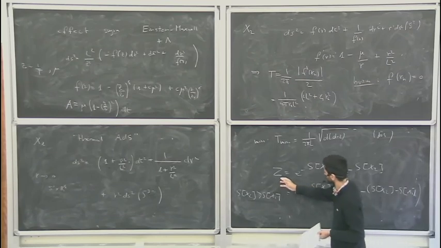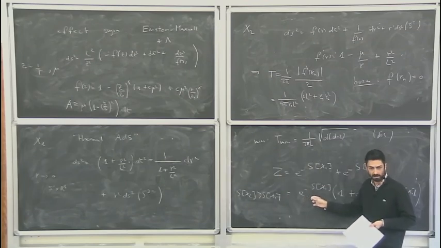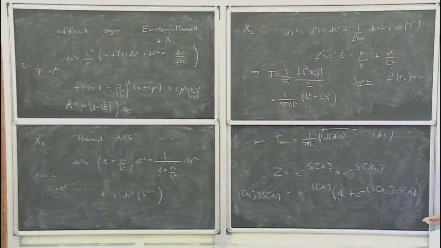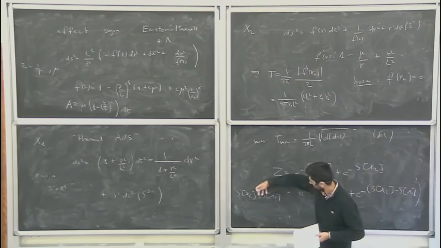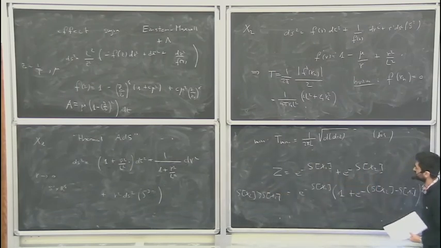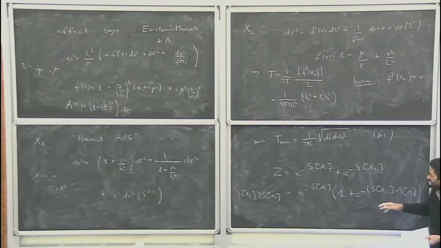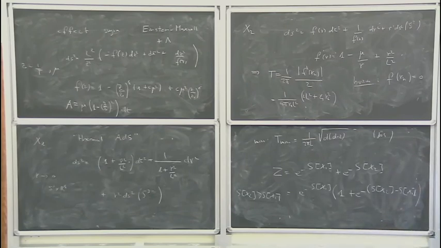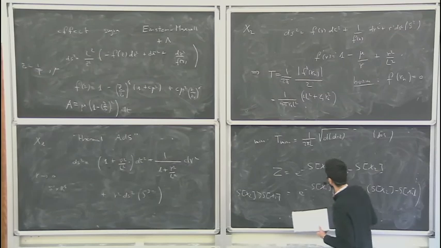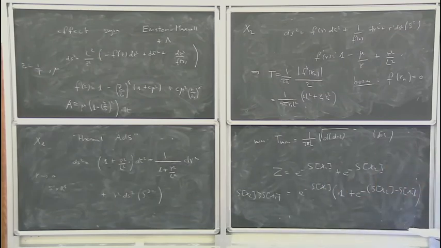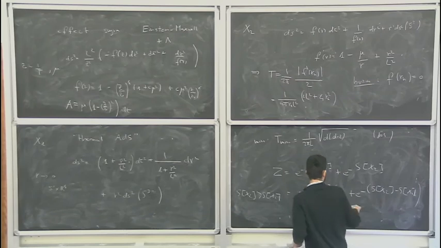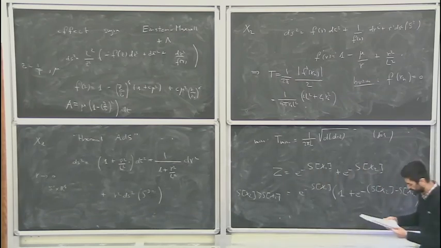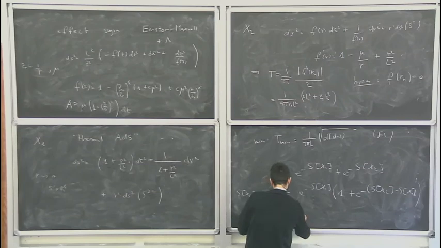And Z you can identify with e to the minus S of x1. On the other hand, if the opposite is true, that this inequality is reversed, then by simply rearranging the terms, you can see that e to the minus S of x1 is exponentially suppressed, and here you get e to the minus S of x2. So according to which temperature you are, there is a prevalent dominance of one or the other, and this can be determined by computing explicitly the difference of the on-shell actions, which I'm going to write.